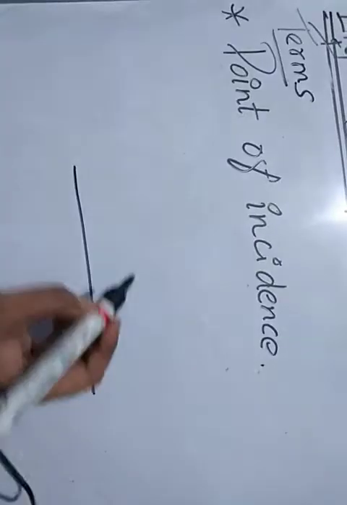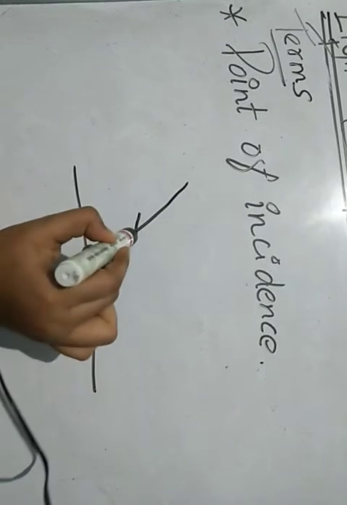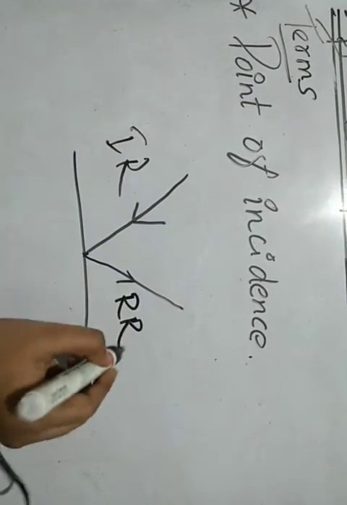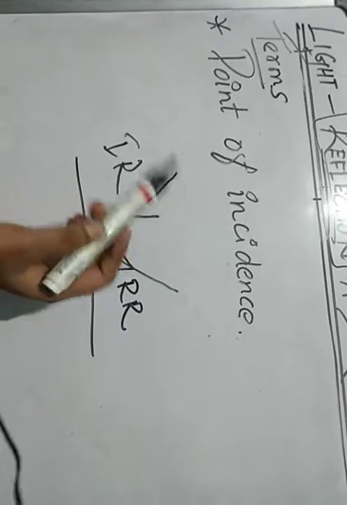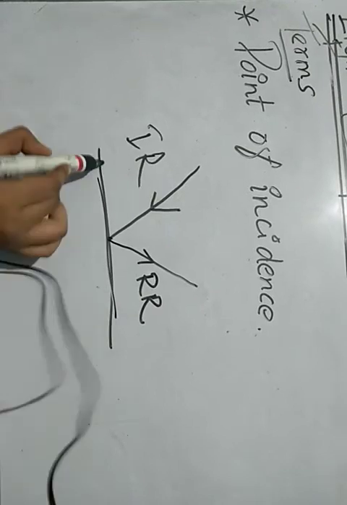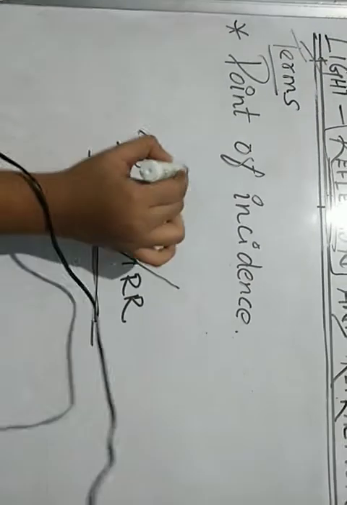Now I'll tell you what is normal, the third important term related to reflection of light. Or I'll tell you first which is point of incidence, so it will be easy to understand. Point of incidence. See, I showed you a diagram in which I drew a surface. Then I showed you the incident ray, right? Then I showed you the reflected ray. Now, which is the point of incidence? I told you this is the incident ray, this is the reflected ray. Now, you tell me which is the point of incidence. The point of incidence means the point on which the incident ray is striking, or the point on the reflecting surface at which the incident ray falls.